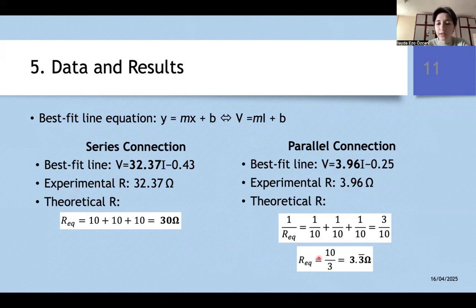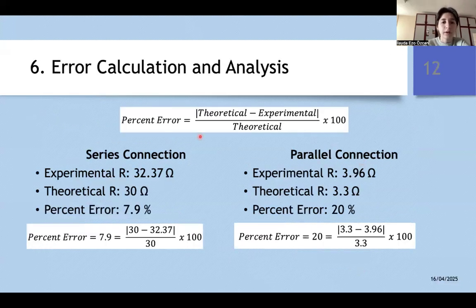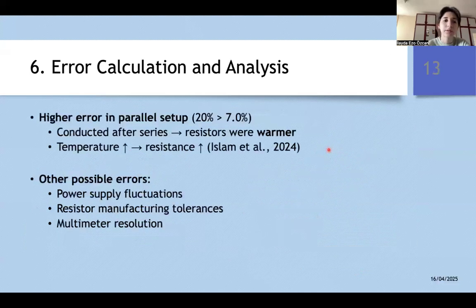And these are the formulas that I have explained earlier. These are the theoretical R. This is just adding up the resistance values, 30 ohm, and also the same equation, 3.3 ohm in parallel connection. So this is the error calculation. Percentage error is equal to the absolute value of theoretical minus experimental value divided by theoretical and multiplied by 100. In the series connection, I placed these values into this percentage error, and I got 7.9% error in the series connection and 20% error in the parallel connection.